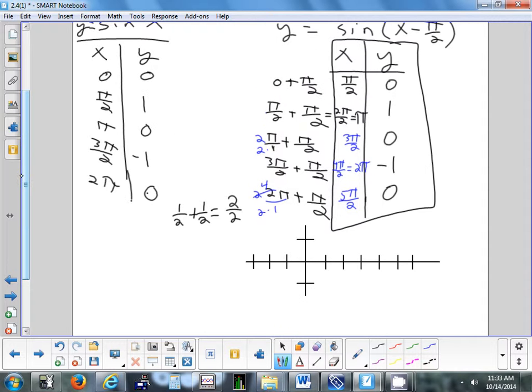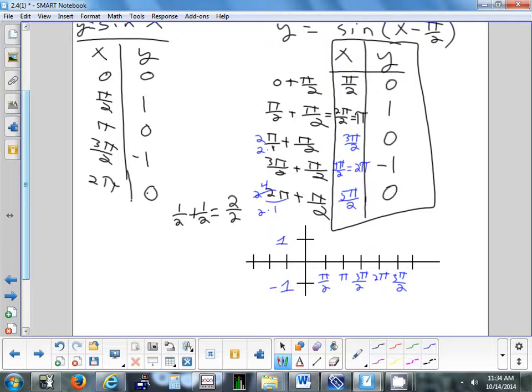Okay, but what we want to do is label our x-axis with those values. Don't label your x-axis 1, 2, 3, 4, 5. Okay, that's not going to work very well. So we got pi over 2, pi, 3 pi over 2, 2 pi, 5 pi over 2. If you were doing this in degrees, basically you'd have 0, 90, 180, 270, 360, 450. Just going up by 90s. Now for your y-axis, that's fine to use 1 and -1.